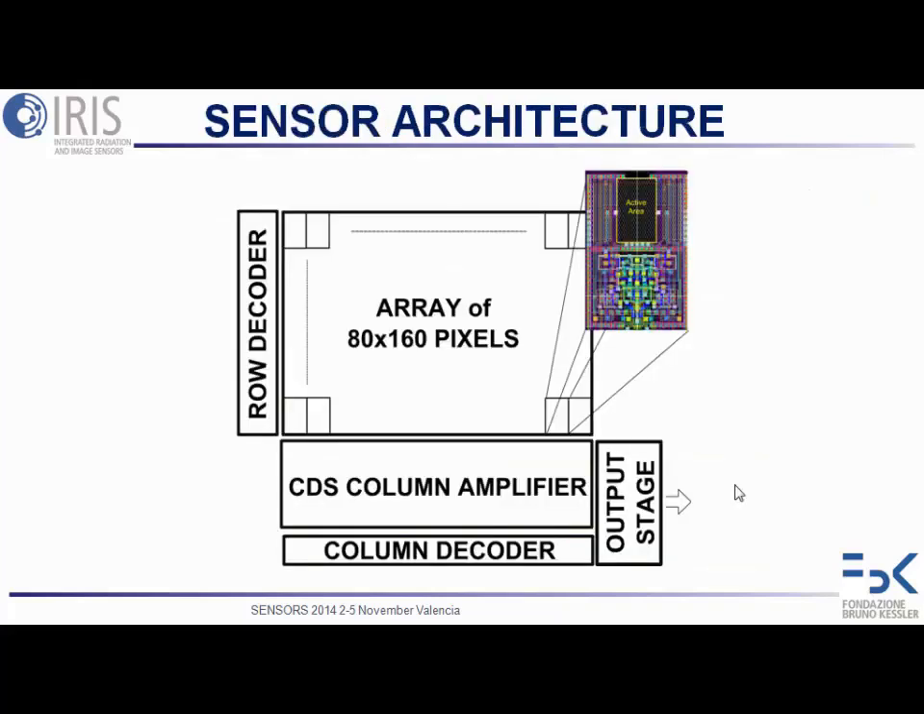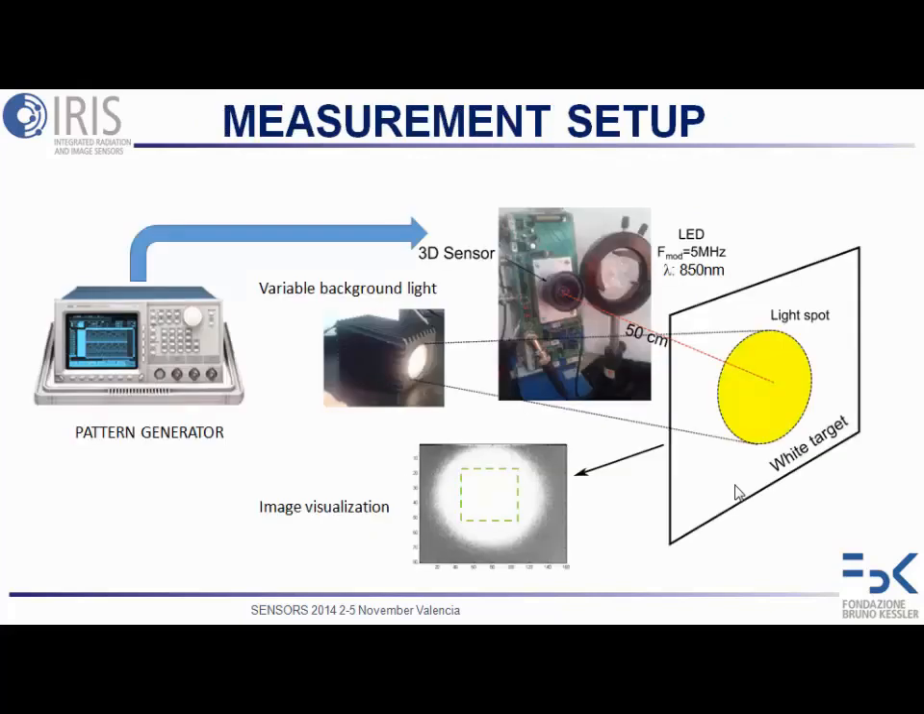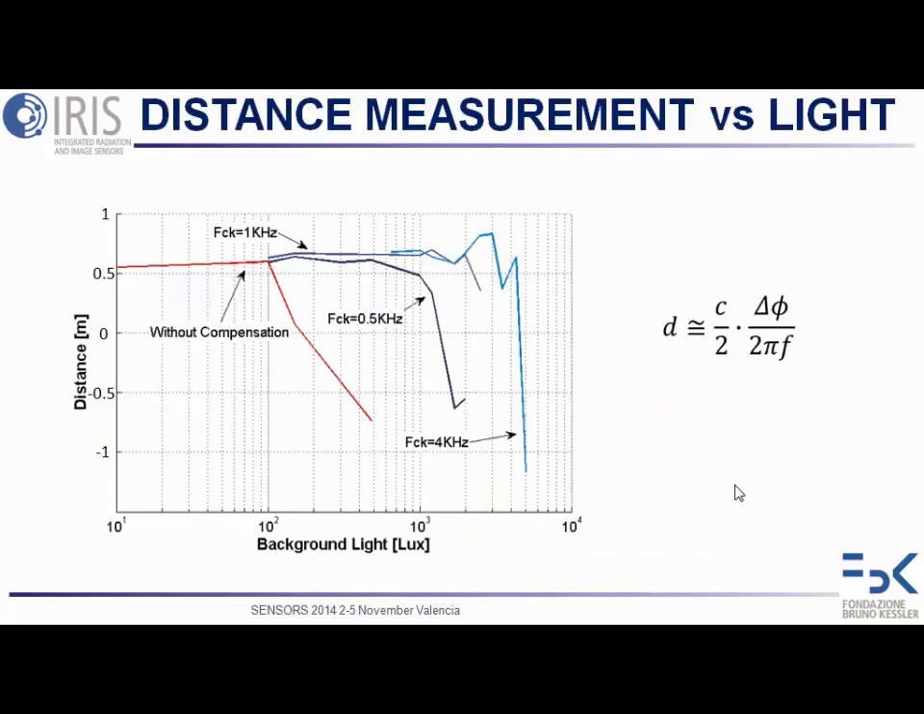The pixel is also implemented inside an array of 80 by 160 pixels. So what I would like to show now is the dependence of the distance measurement on the background light. So there is the sensor, and in front of the sensor there is a target, and I also put a light with variable intensity, which projects a sort of spot on the image, and then I take this portion of the image in order to understand the dependency of the distance on the background light.